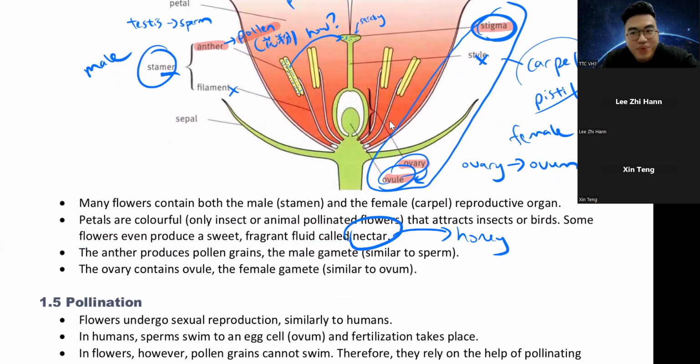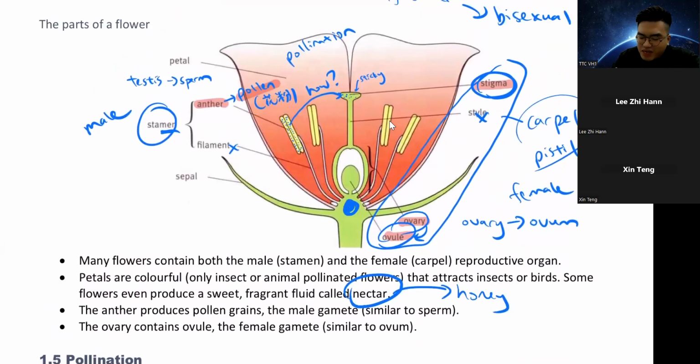Okay, so why do bees make honey? Because they collect nectar. And where is the nectar? Usually the nectar is hidden deep inside the flower. Why does it need to be hidden so deep? So that the bees can come in. Guys, have you heard of this before?